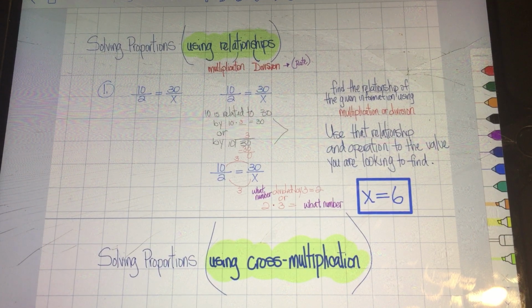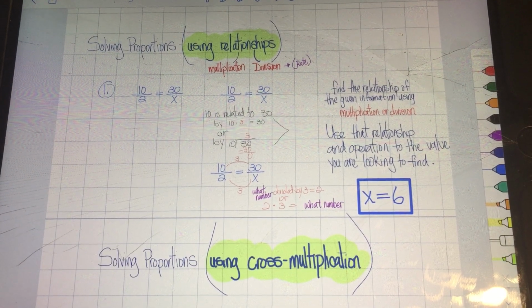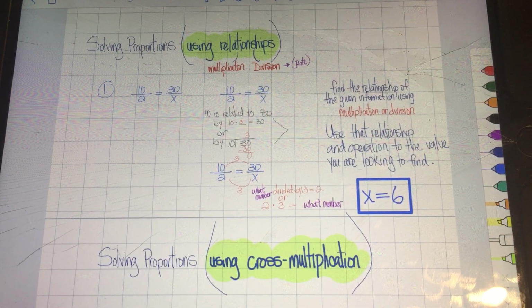I wanted to go over some of the problems, or I should say actually one of the problems that was in the video that I asked you guys to watch for homework. I wanted to refresh on the two different ways we went about solving our proportion, as well as add in a third or additional way of looking at how we could approach this problem.